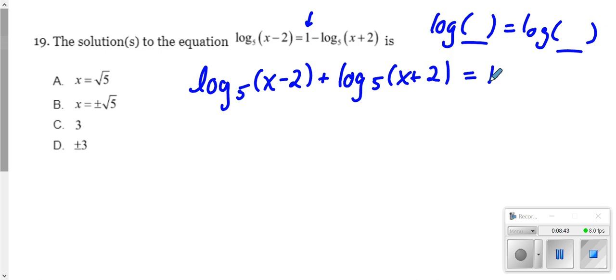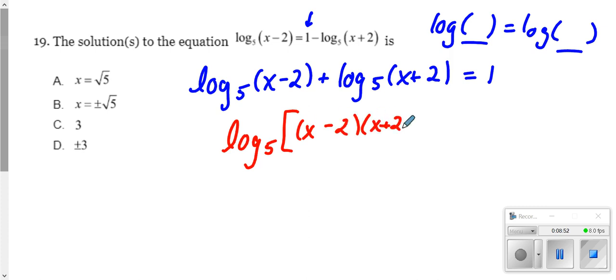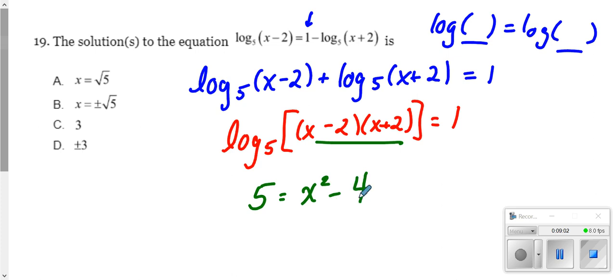Okay, so now I have the logs on the same side. I can make use of log properties, which says I'm going to multiply those 2 expressions together as a single log. I can exponentiate, so 5 to the first equals, I'm going to multiply that out. That's a difference of 2 squares pattern. So I've just got this. So I've got 9 equals x squared. So x would equal plus or minus 3.